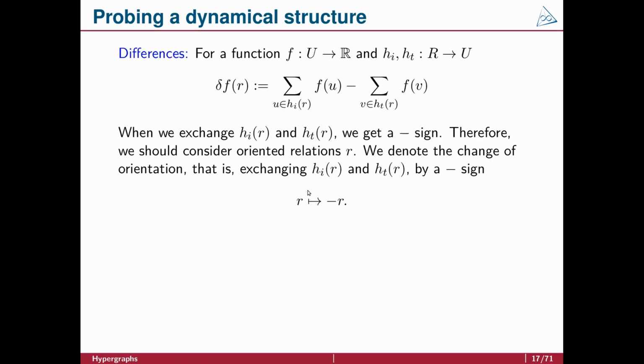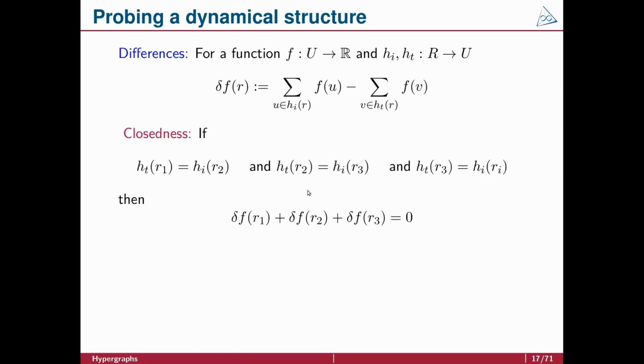And of course, when we exchange the initial and the output set, we get a minus sign. And so therefore, we should consider oriented relations, and we denote the change of orientation also by a minus sign. So when we go from R to minus R, it just means that we exchange the output and the input of a relation. But that will come up naturally here. So now we have these differences.